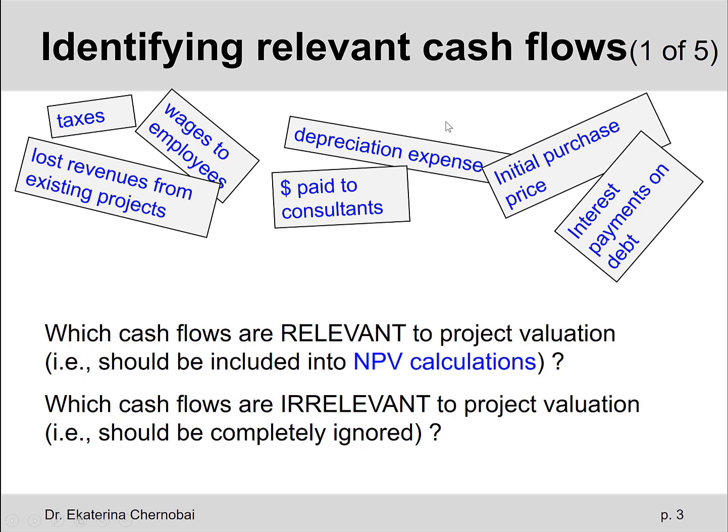So let me just speed it up a little bit and say that among these 1, 2, 3, 4, 5, 6, 7 examples, there are 2 which are irrelevant. And these 2 are money paid to consultants and interest payments on debt. It might look strange why this would be unimportant. So money paid to consultants, paid, right? This verb is in the past.